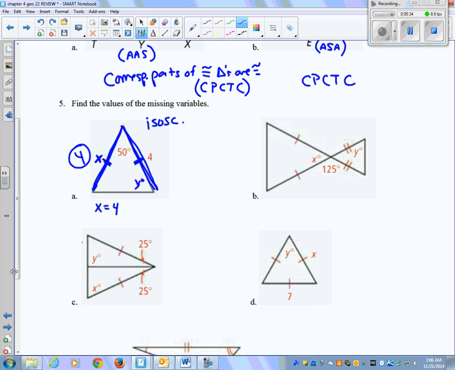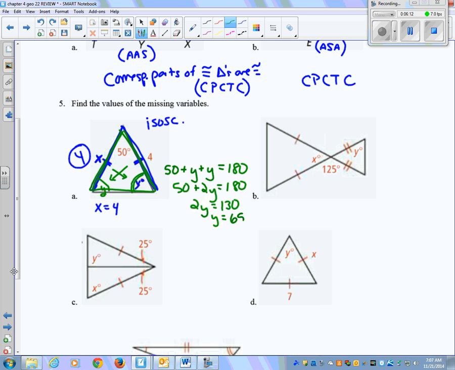We learned the isosceles triangle theorem, which says if two sides are congruent, then the angles across from those two sides are congruent. So we're going to mark this one and this one congruent to each other. If this one is called y, this one could be called y also. In our big triangle, the 3 angles of a triangle add up to 180. So 50 plus y plus another y equals 180. 50 plus 2y is 180. 2y is 130, and y is 65. So y is 65 in this case.